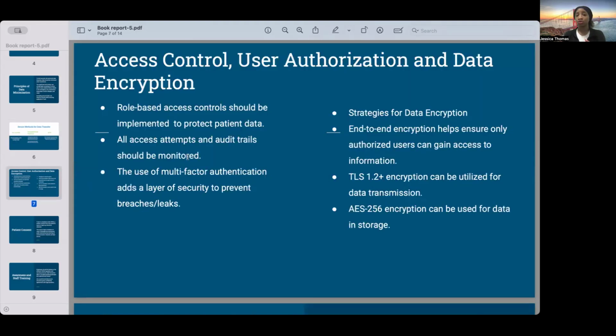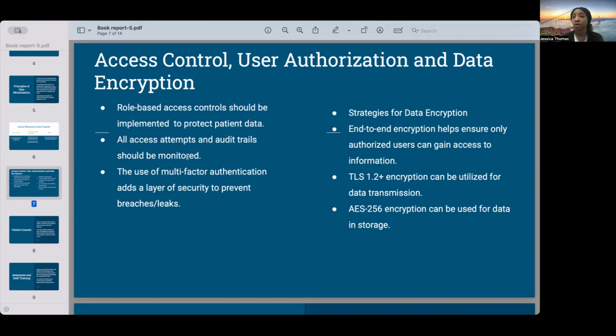And in terms of access control, user authorization, and data encryption, role-based, specific-based access control should be implemented to protect patient data. So if you're a healthcare provider, then you should have the one specific to that. If you're an IT service provider, or a vendor contractor, you should have a different access control. So unauthorized personnel are not able to access information that is not relevant to what they need to do. All access attempts and audit trails should be monitored for performance improvement purposes. The use of multi-factor authentication adds a layer of security to prevent breaches and leaks.